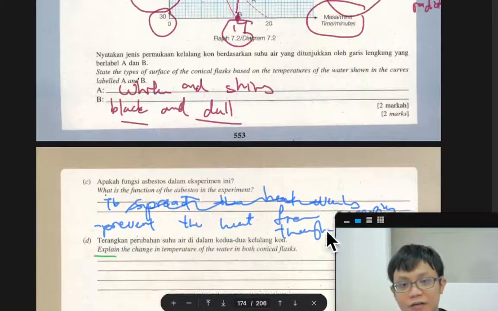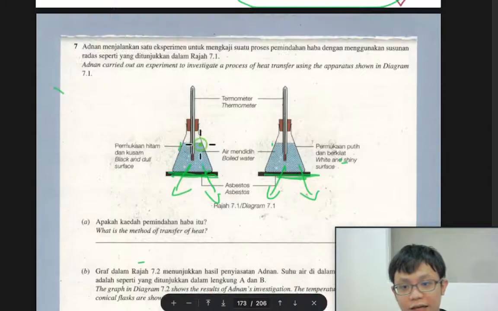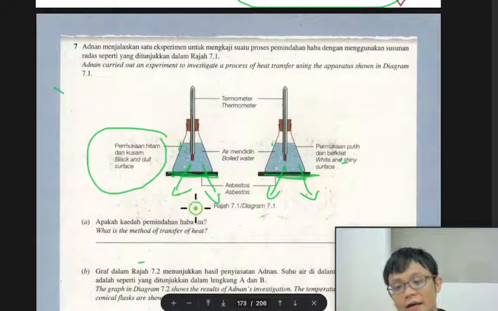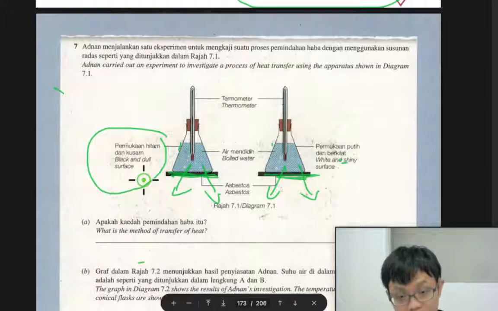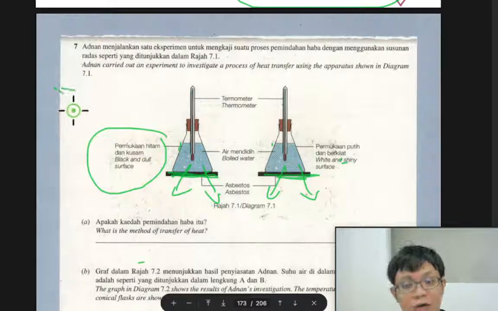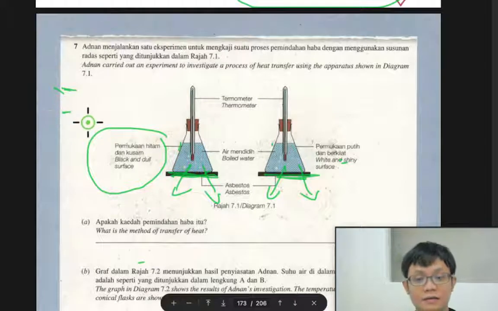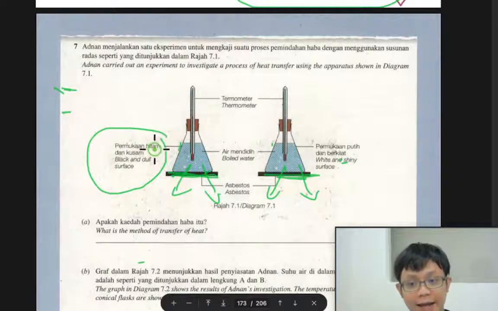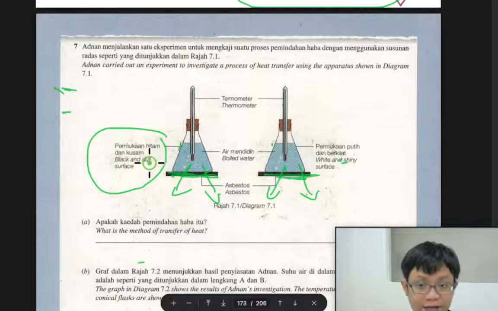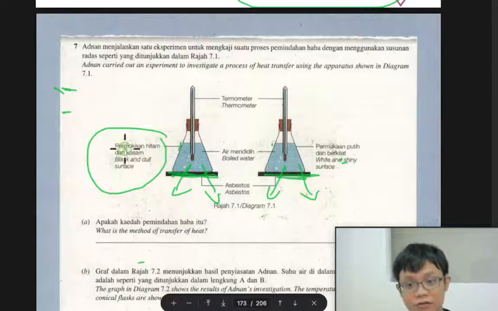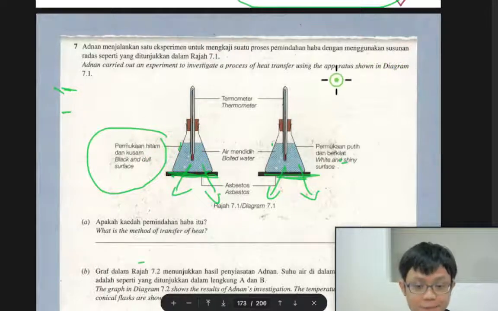you explain the cone, we say cone A first. A is black. So you can say that the flask with the black and dull surface will cool down faster. And then one point, and then the explanation. Since the black and dull surface can radiate heat faster, it will become colder faster.